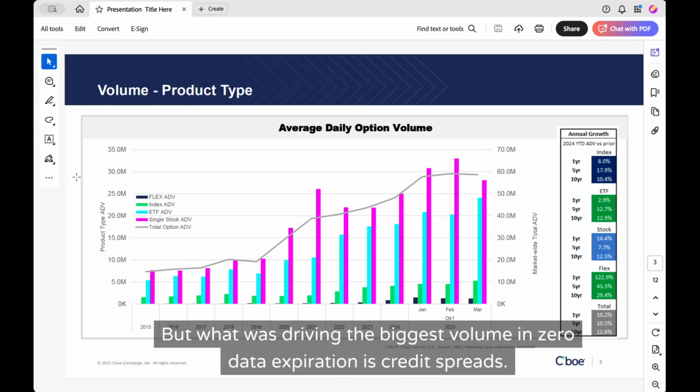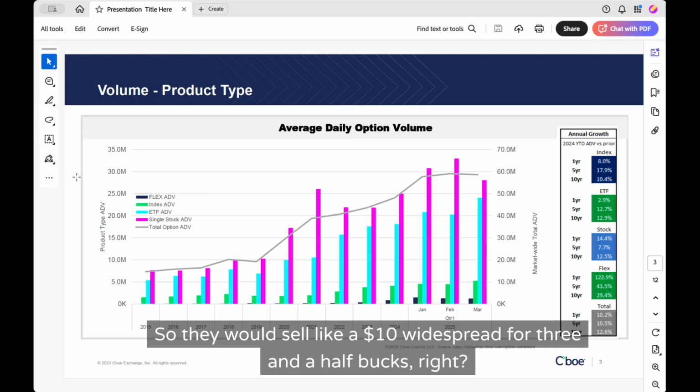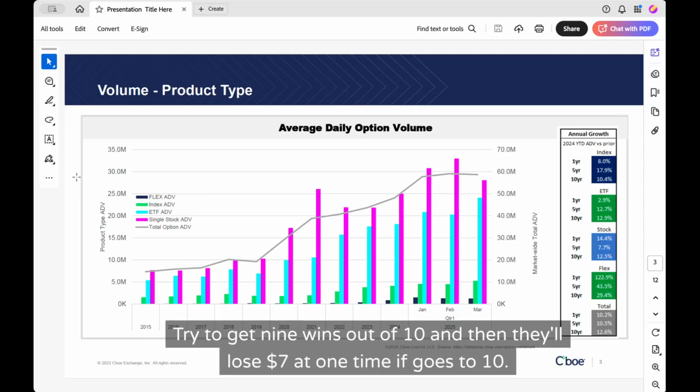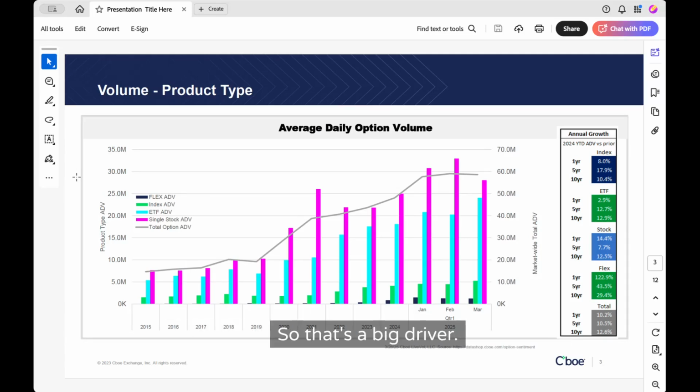But what's driving the biggest volume in 0 day to expiration is credit spreads. So they would sell like a $10 wide spread for $3.50, right? Try to get 9 wins out of 10, and then they'll lose $7 at one time if it goes to 10. So that's a big driver.